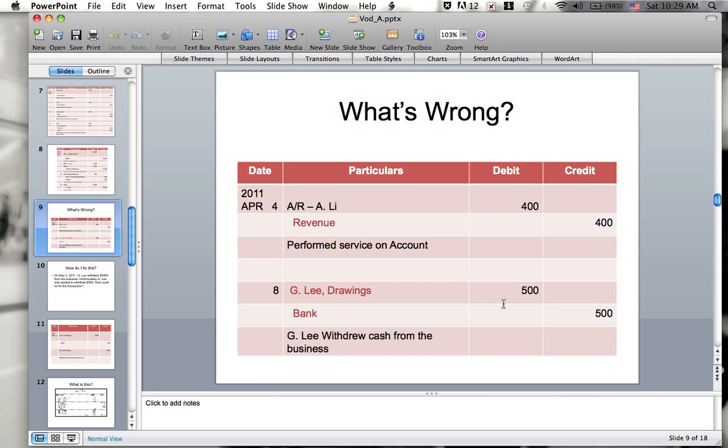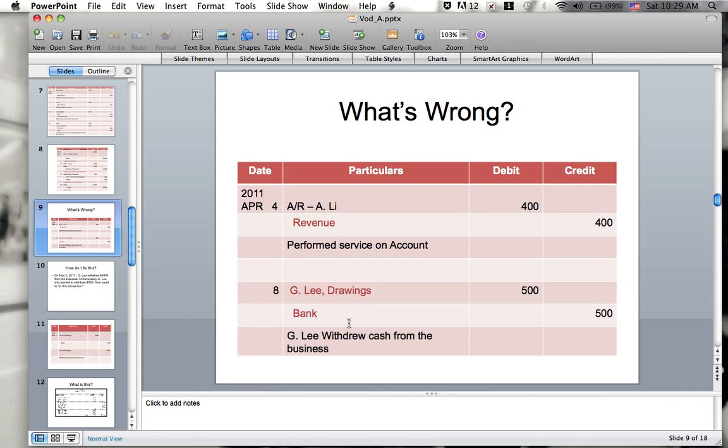There are errors in this journal entry. First transaction, revenue should be credited since there is an increase in equity resulting from the service in the business. For the second transaction, it should be debit G. Lee drawings $500 and credit bank $500. The decrease in equity is not an expense and must be charged to the owner.